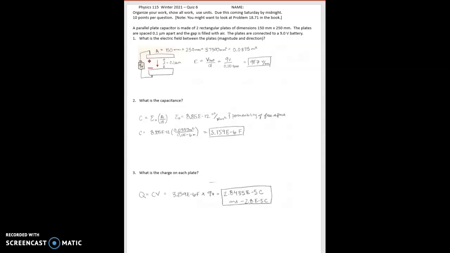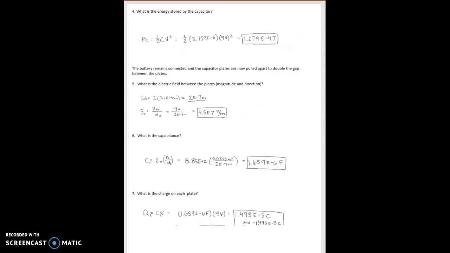And then for 3, what's the charge on each plate? Charge is just the capacitance times the volts. So when I multiply what I just got for the capacitance times 9 volts, then I know that one plate is positively charged 2.8435 times 10 to the negative 5th coulombs, and the other one is that negative charge.